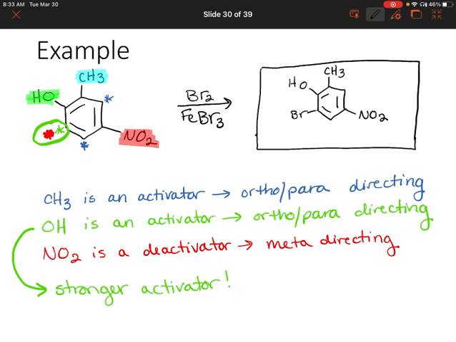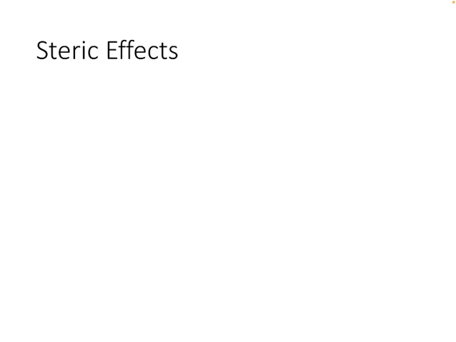Now let's talk a little bit about steric effects. Sometimes we can come across a situation where something could add ortho or para, so you end up with a mix of products. But which product would be the major product and which one would be the minor product? As an example, let's look at toluene, and let's say we're adding bromine again.